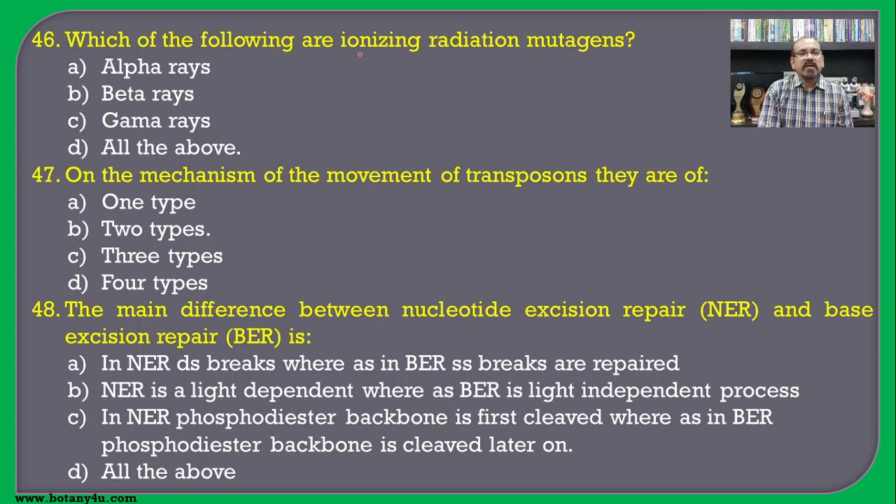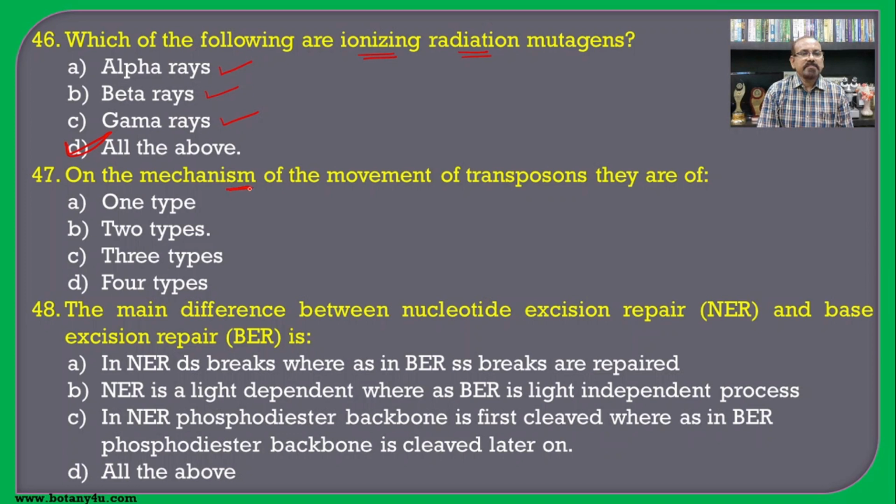Then which of the following are ionizing radiation mutagens? If you see the different mutagens, that is the physical mutagens which are responsible for the ionization. This includes the alpha rays, beta rays and gamma rays. All these three are responsible for the ionization, and hence all the above become the answer for this question.